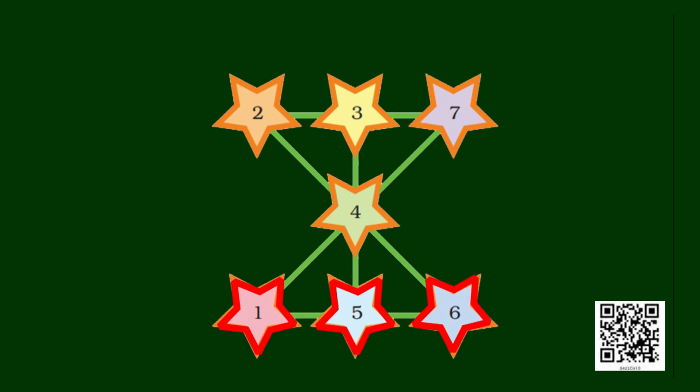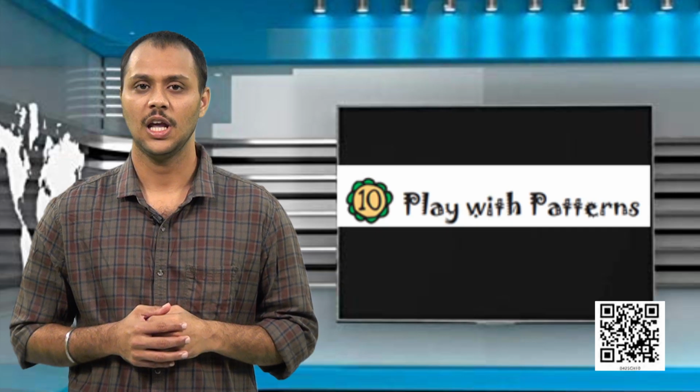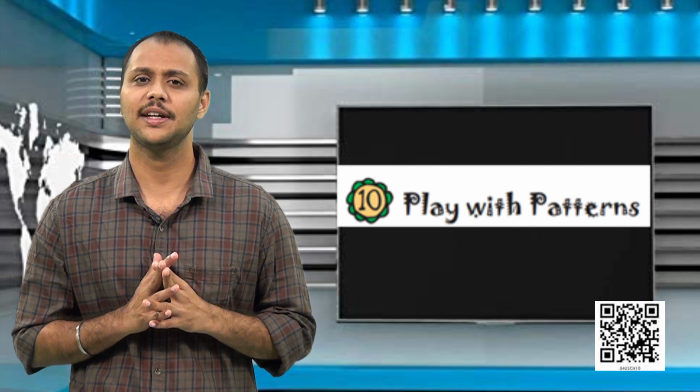1 plus 5 plus 6. This one is also 12. So this is a magic arrangement of numbers from 1 to 7, so that however we add along this line, we are getting the same sum, which is 12. Now can you make such magic patterns?